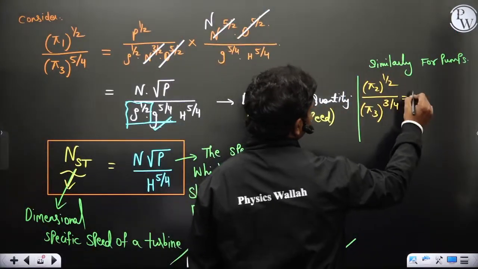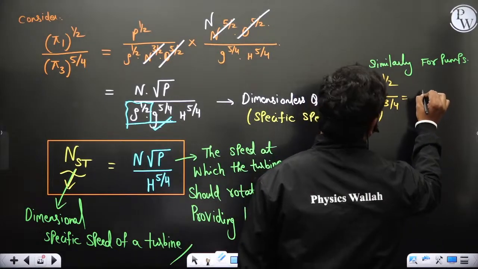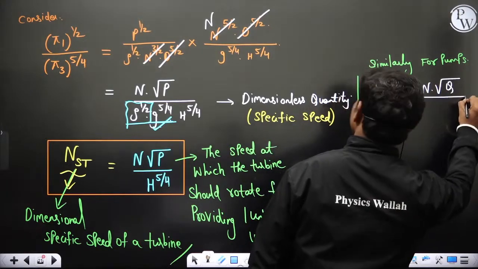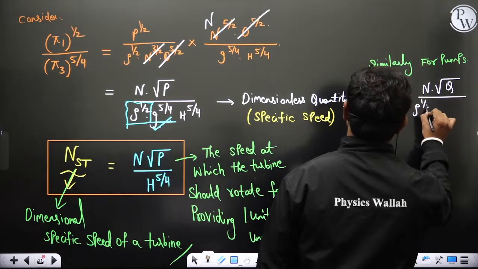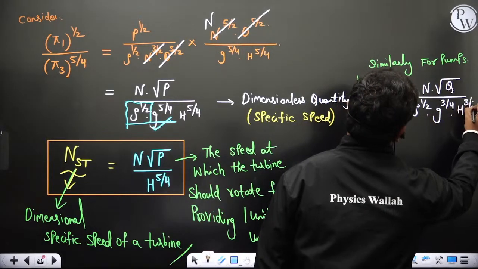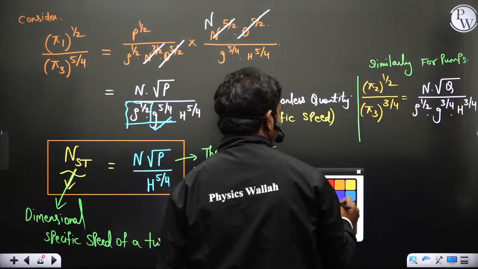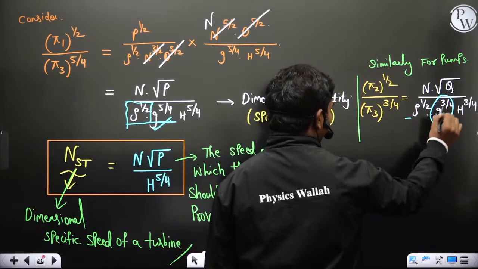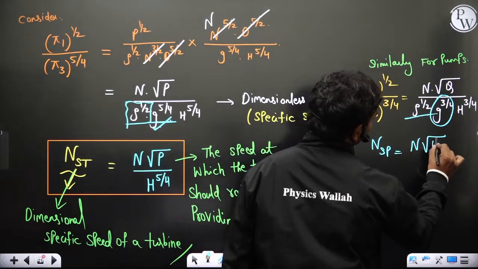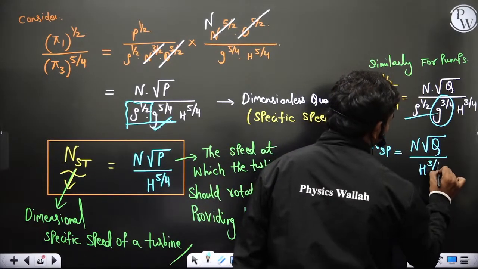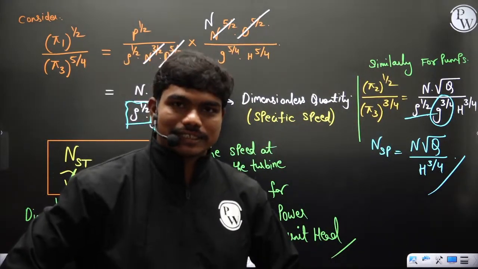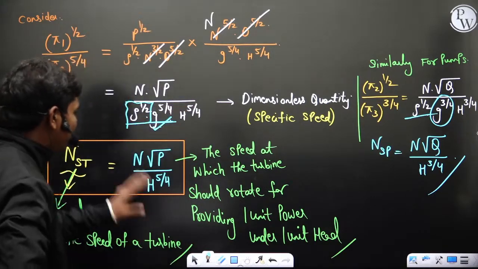Correct. Now after a bit of dimensional analysis, we will get N root Q by density power half, then g power 3 by 4, and H power 3 by 4. Similarly, if you are testing in the same gravitational field and for the same fluid, we'll get Ns of a pump as N root Q by H power 3 by 4, because this Buckingham-Pi theorem analysis is the same for all these things. Clear? You might have seen these things.